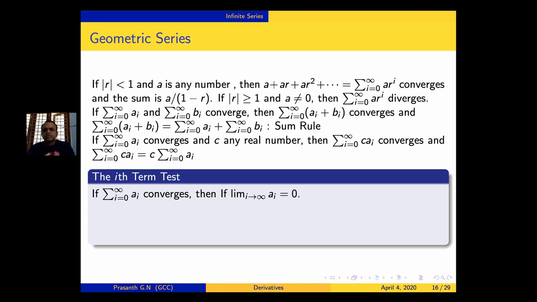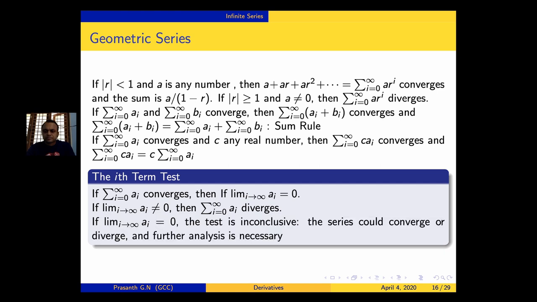So let us see the ith term test. If sigma i equal to 0 to infinity ai converges, then the limit as i tends to infinity of ai is equal to 0. If the limit as i tends to infinity of ai is not equal to 0, then sigma i equal to 0 to infinity ai diverges. If the limit as i tends to infinity of ai is equal to 0, then we cannot say anything from the test. We cannot say whether it converges or diverges. So some other test or analysis is necessary to consider the convergence or divergence of the series sigma i equal to 0 to infinity ai.